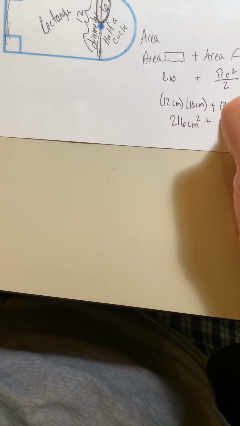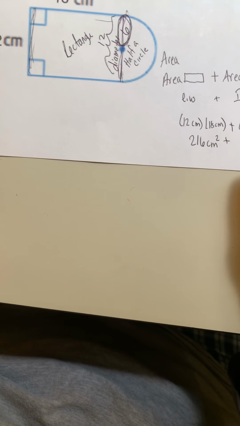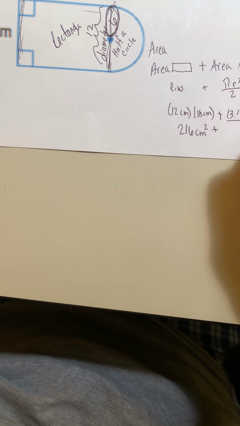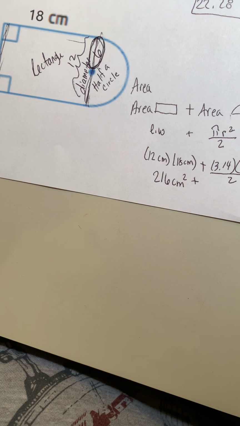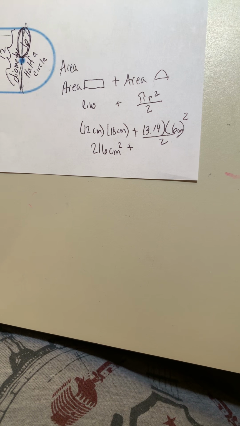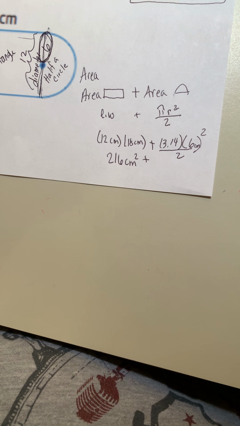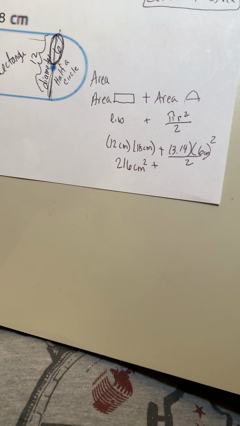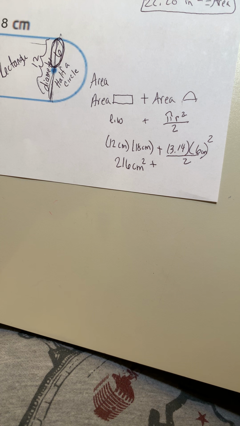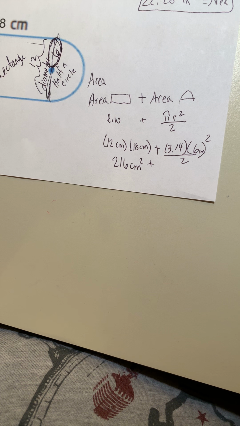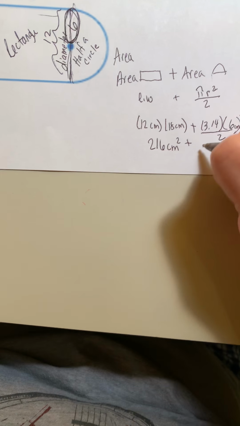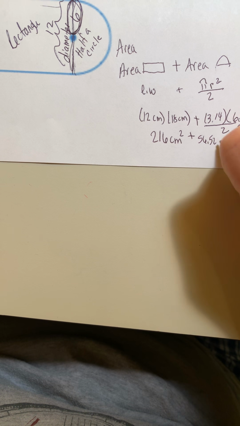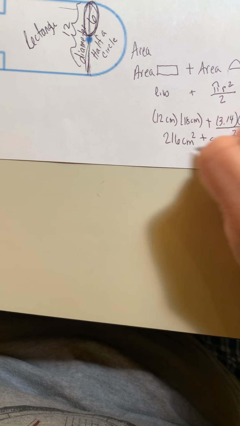So I'm going to multiply 3.14 times 6 centimeters squared. Then I'm going to divide it by 2 because I don't want the whole circle. I only want half of it. So go ahead and multiply that out. 3.14 times 6 squared, or sorry, 6 times 6, divided by 2. You should have gotten 56.52. So 56.52 centimeters squared. So now add that together.